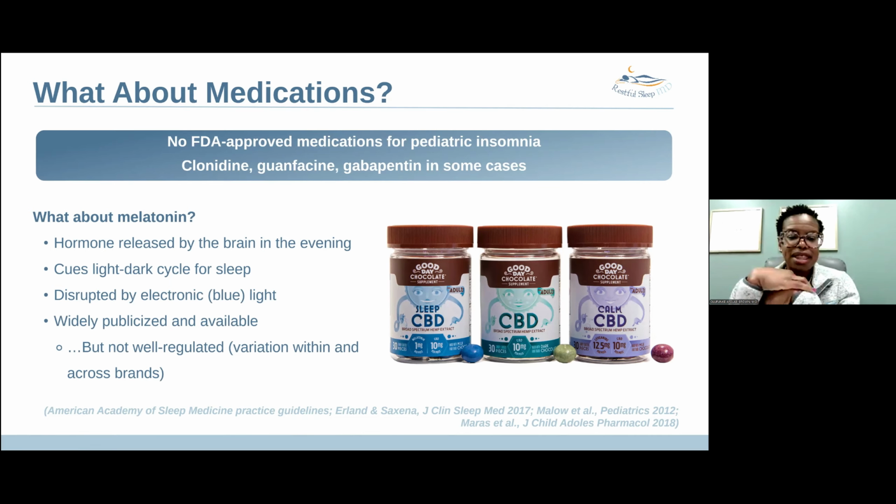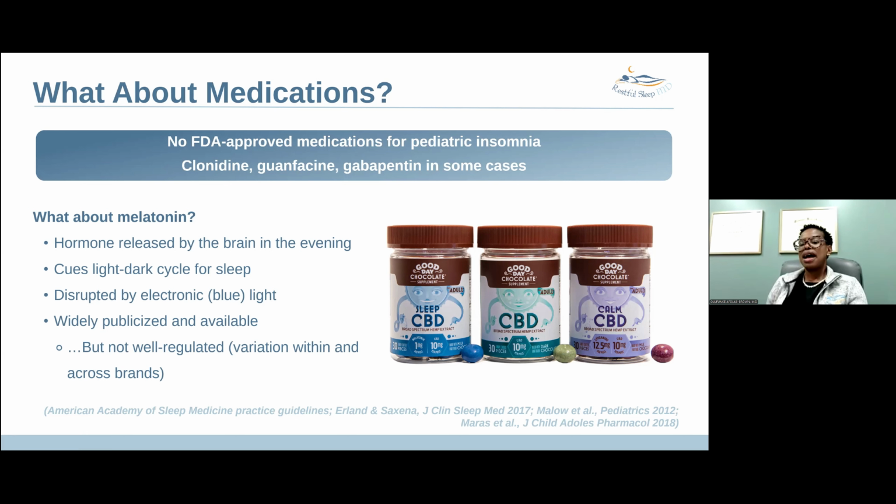Specifically for insomnia, there are no FDA-approved medications, but we do use medications, gabapentin, clonidine, guanfacine, to name a few. And then we use melatonin. It's a hormone released by the brain in the evening. It cues the light-dark cycle for sleep, and it's disrupted by blue light.